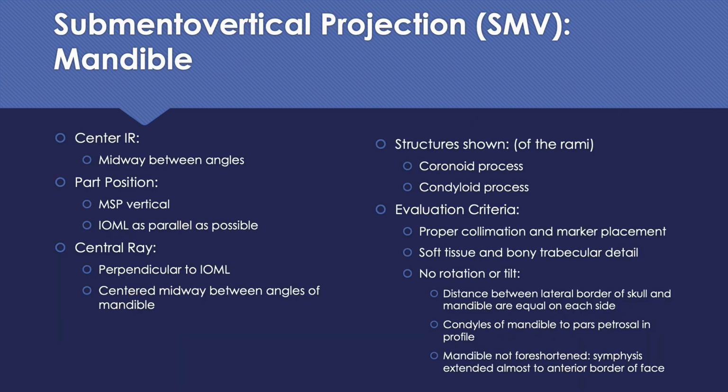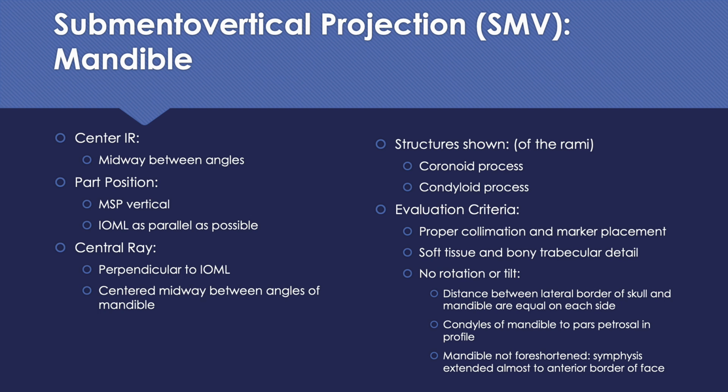Next we have the submental vertical projection, also known as the SMV. Here we will see the entire bottom of the mandible. We will center the IR midway between the angles. For the part position, we will have the mid-sagittal plane vertical and the IOML as parallel as possible. We will also have a central ray perpendicular to the OML, centered midway between the angles of the mandible.